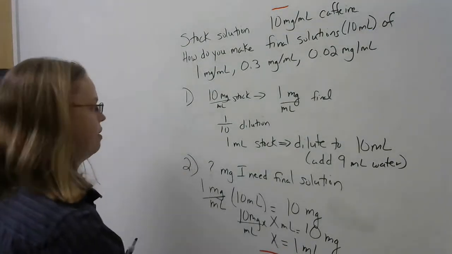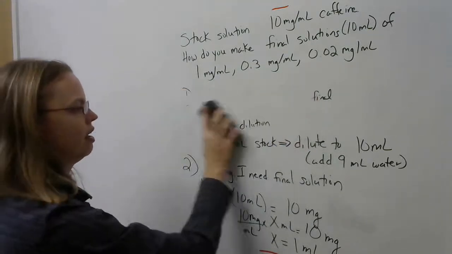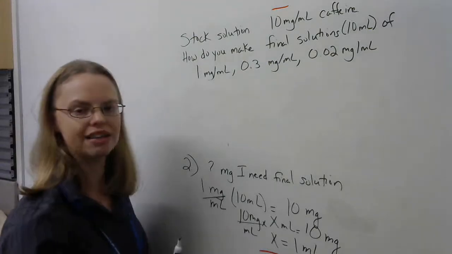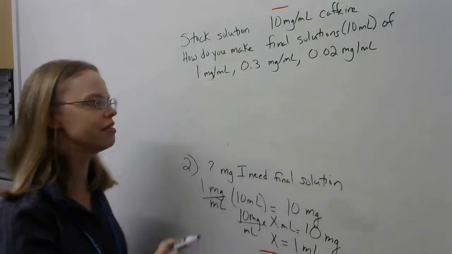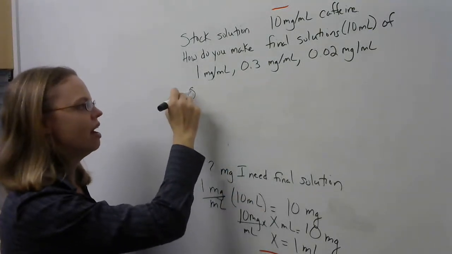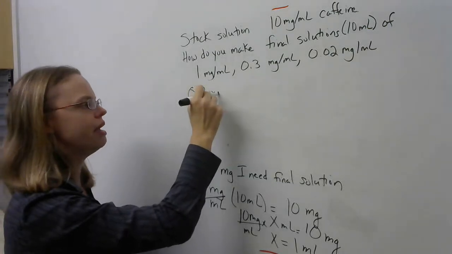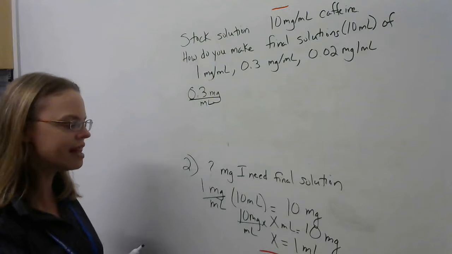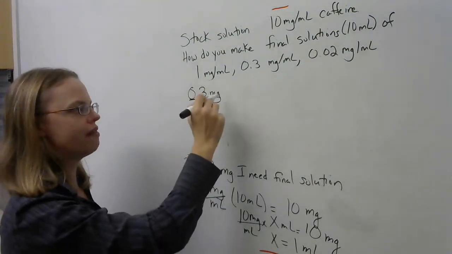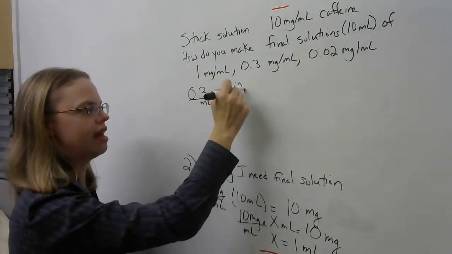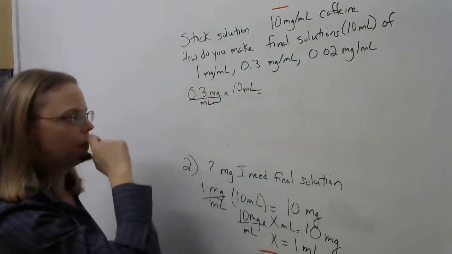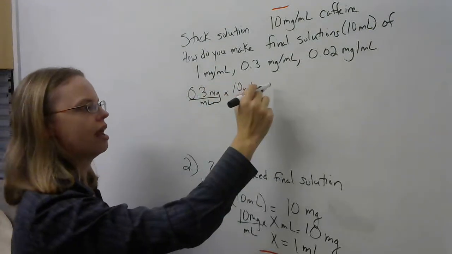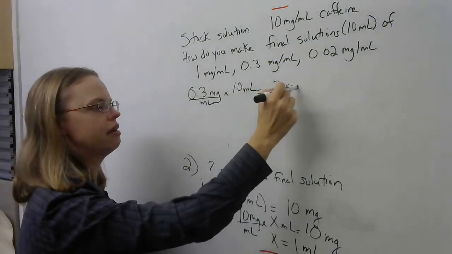I've run out of space, so I'm going to go back up here and keep my thing up there. That's not too bad. I got the same answer, but now if I look at my 0.3 mg per mL one, it's a lot easier to do it this way. So let's find the mgs first. It's still 10 mL of solution, so 0.3 mg times 10 mL means that I need 3 milligrams.